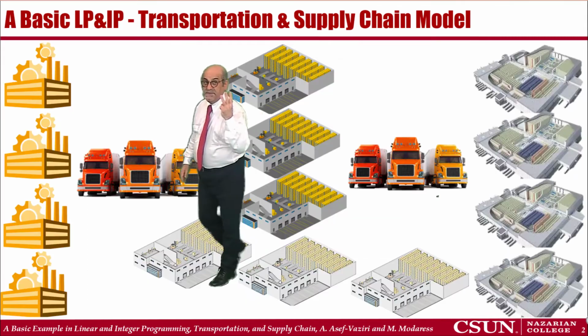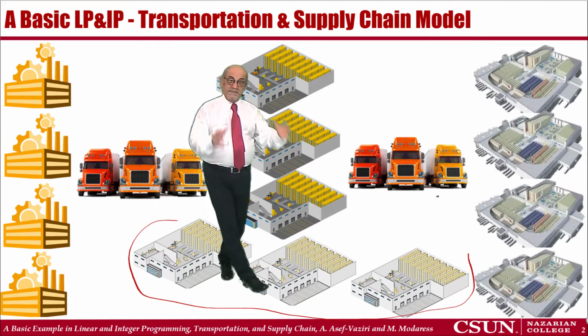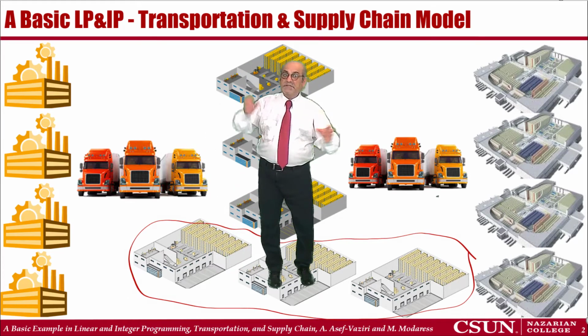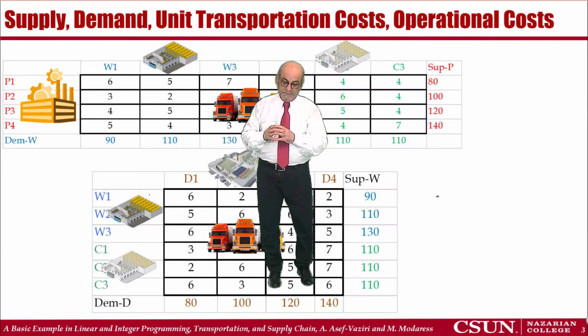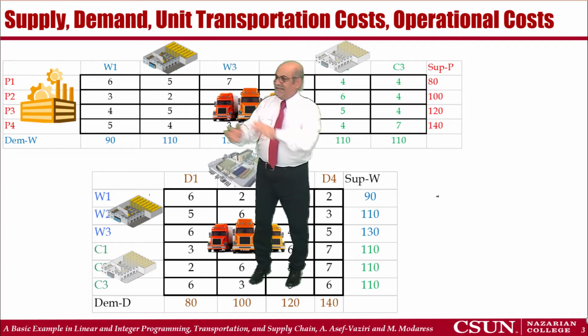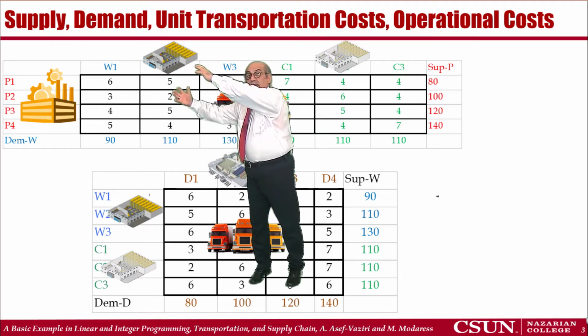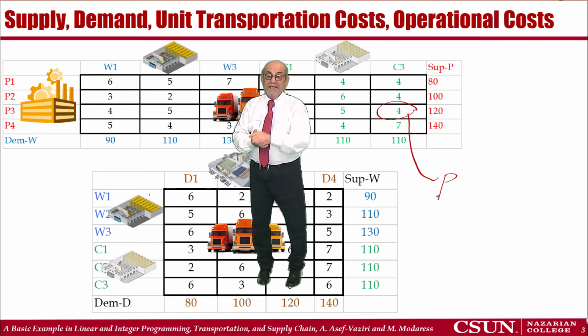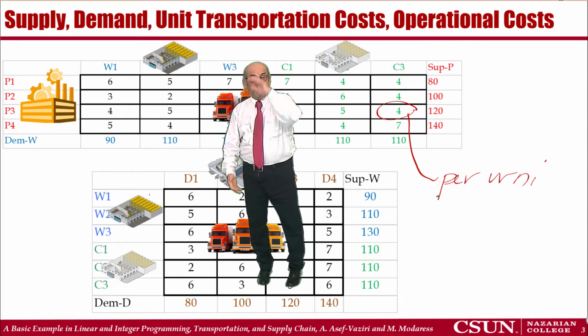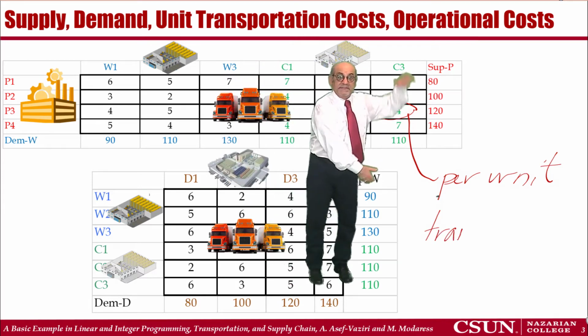There are 3 costs involved in this problem. Construction and installation costs for each of these 3 candidate locations for a warehouse. The construction and installation costs are not the same in these 3 locations. That is one component of the total cost. The other component is transportation cost from production centers to warehouses. And the third component is transportation cost from warehouses to distribution centers.